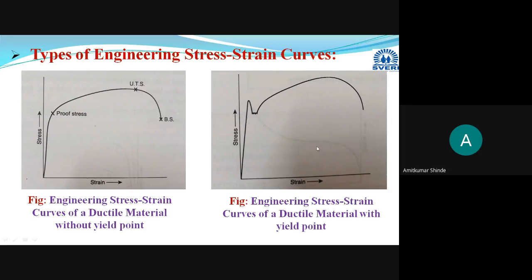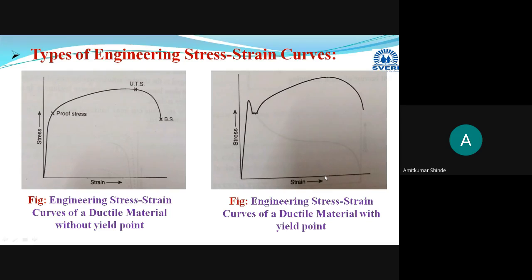And for the stress strain curve for a ductile material with yield point, this kind of curve will be obtained for low carbon steels, then low carbon low alloy steels. Then the type of low carbon steel, particularly for example mild steels, will show you this kind of curve, that is the stress strain curve for ductile material with yield point.